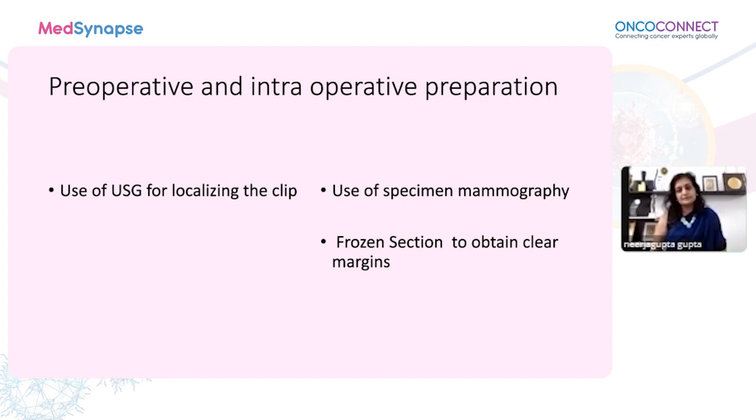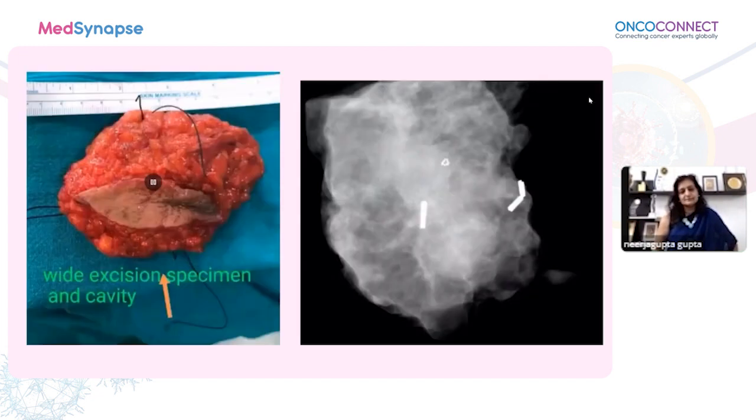And intraoperatively, we use specimen mammogram. If the tumor has already vanished, the clip will need a wire to localize it. That wire is placed under ultrasound. Once this is placed, we remove the tumor or the specimen all around and then send the specimen for mammography. The specimen will lie under the mammography machine and then it goes to the frozen section to get marked.